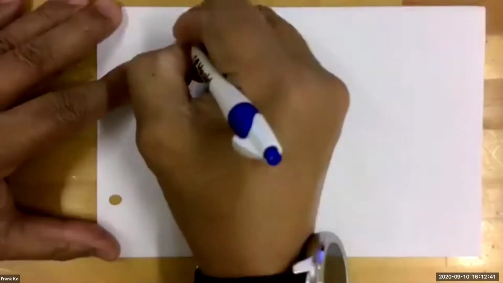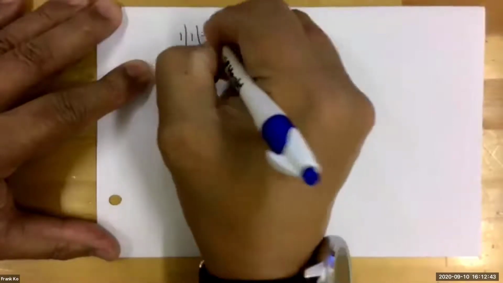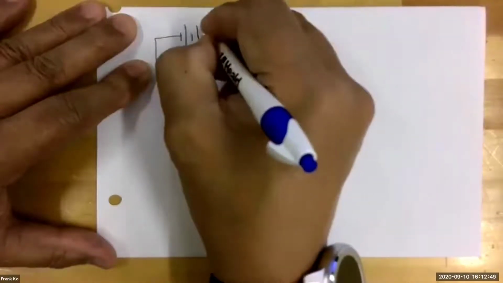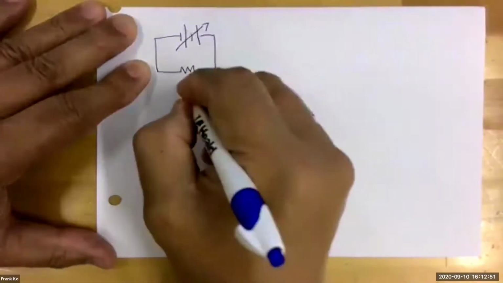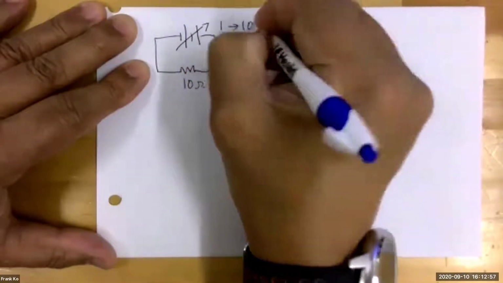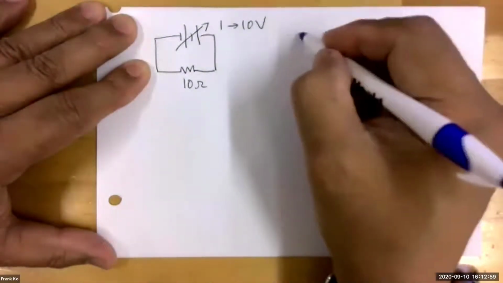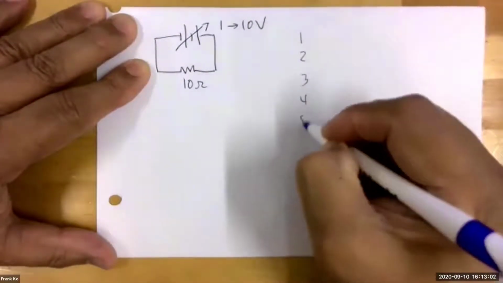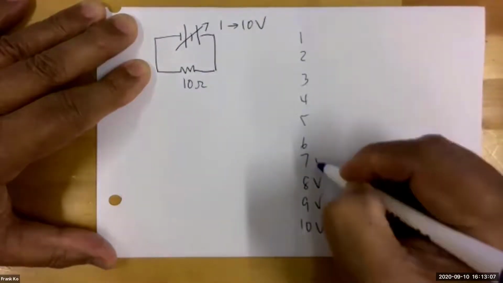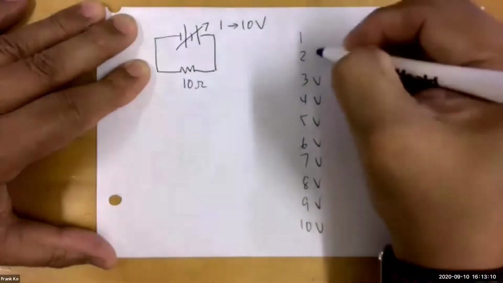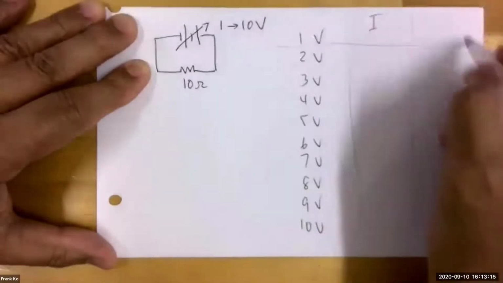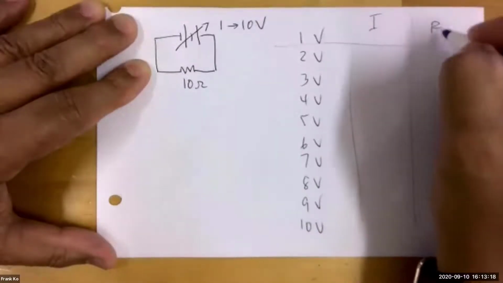It'll still work out, but this is more to the specifics of your exercise. Make this one 10 ohms, and make this one go from 1 to 10 volts. How about that? All right, so we have 1, 2, 3, 4, 5, 6, 7, 8, 9, 10 volts. And we're looking for I, a column of I in the middle, and we have R of 10 ohms.